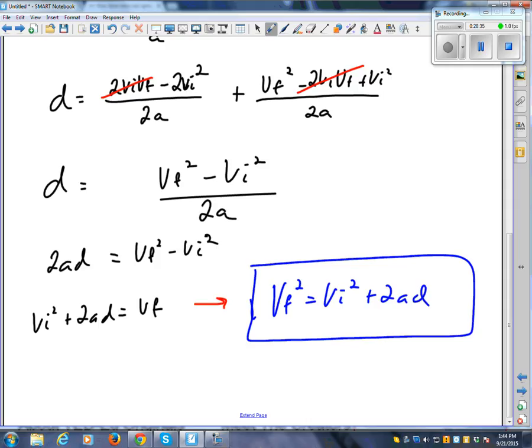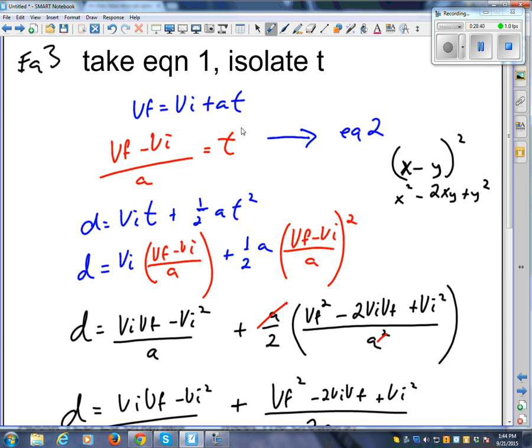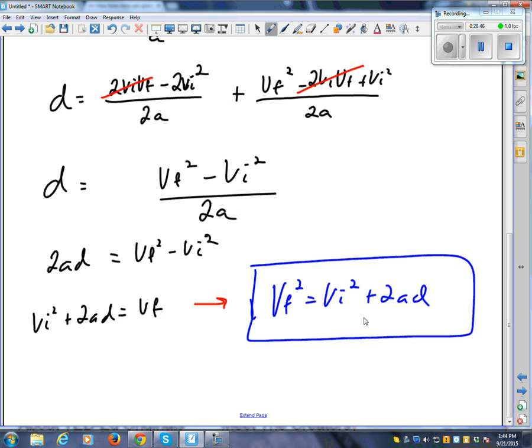How come? Because way up at the top, I took this value of t and I substituted it in there, and the t's disappeared. So we use this formula when the time is not given. When you don't have time, you've got to use that one. VF squared equals VI squared plus 2AD.